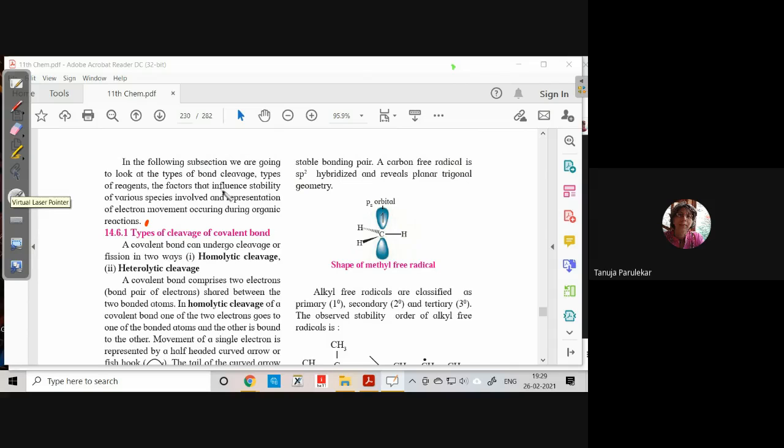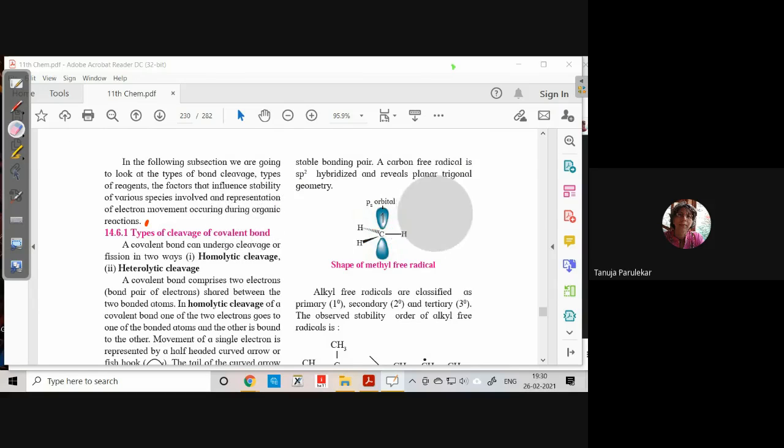For example, the shape of CH3 is like this. This is CH3, and this electron is the one shown by that arrow, the single electron in the unhybridized p orbital. So the shape is sp2 hybridized, and the bond angle between these sp2 orbitals is 120 degrees because it is planar trigonal.